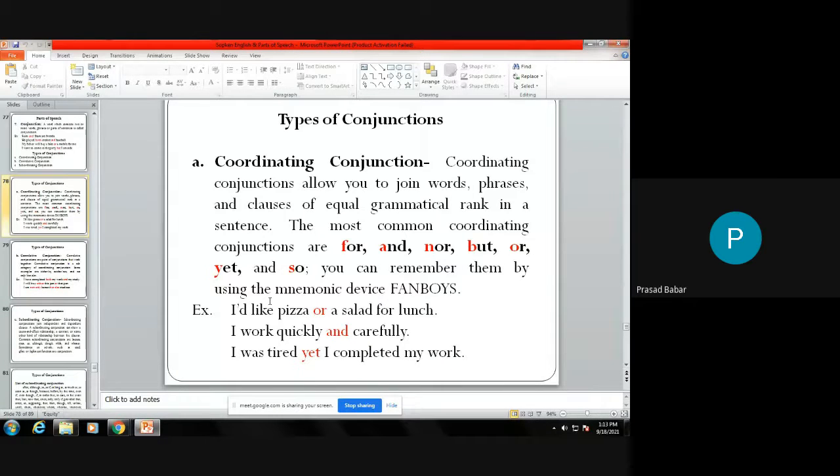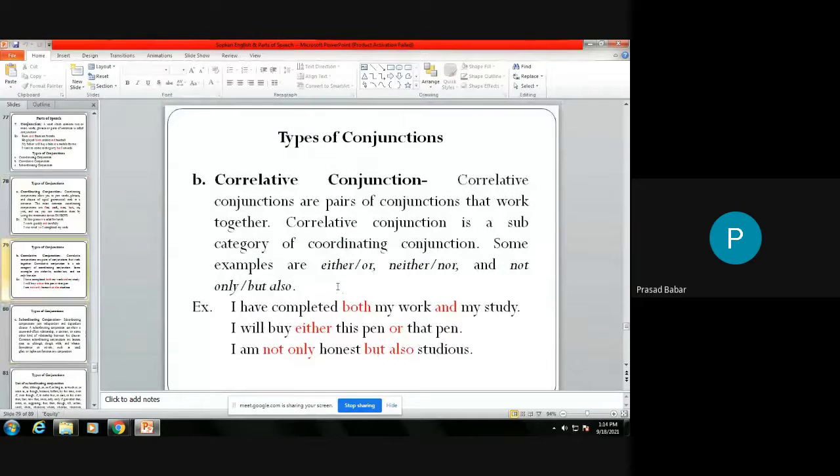Let's see what the coordinating conjunctions are. We can remember them with the mnemonic or acronym FANBOYS. F for for, A for and, N for nor, B for but, O for or, Y for yet, and S for so. So these are the coordinating conjunctions that we remember with the acronym, FANBOYS.